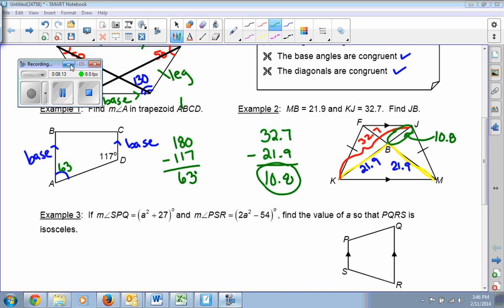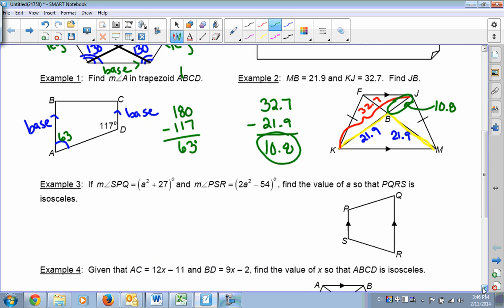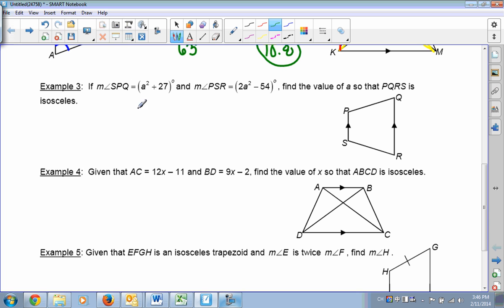Okay, we're going to move on to example 3. Moving right along. The measure of angle SPQ, which letter is that really? P. So that angle is a squared plus 27. And the measure of angle PSR, which is really what angle? S, is 2a squared minus 54. Find the value of a.